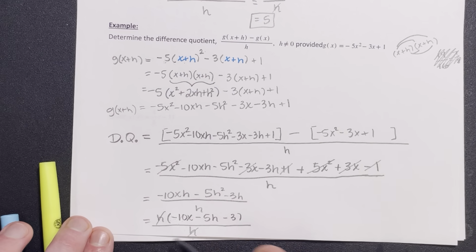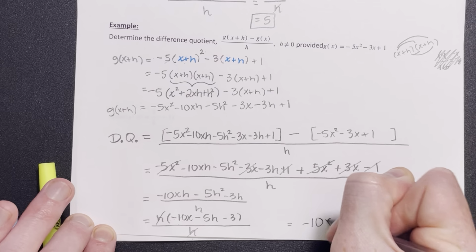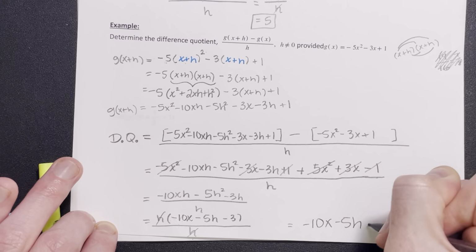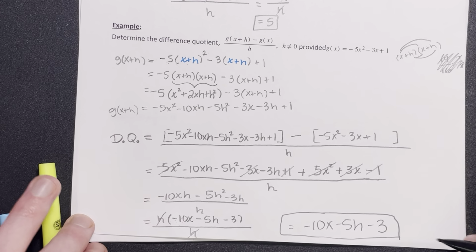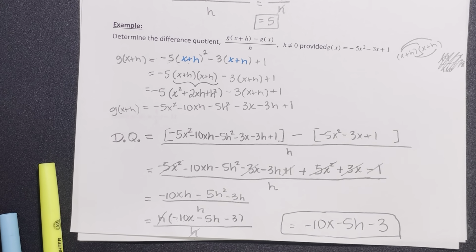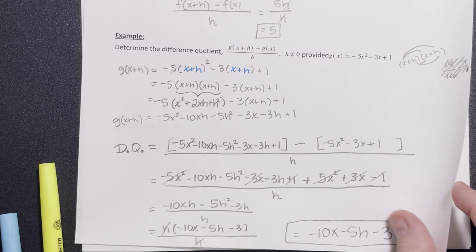So in this case, we're reducing out that h. We are left with only -10x minus 5h minus 3. That is our difference quotient. And for now, that doesn't mean a whole lot to us because we're not in a calculus class, but it does give us some algebraic operations to practice.